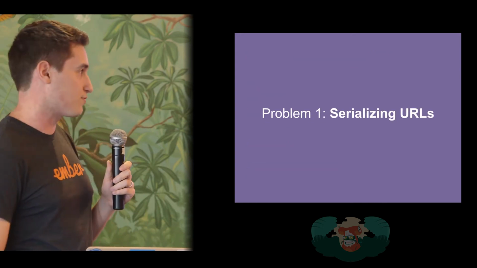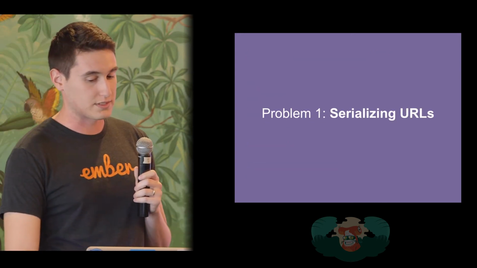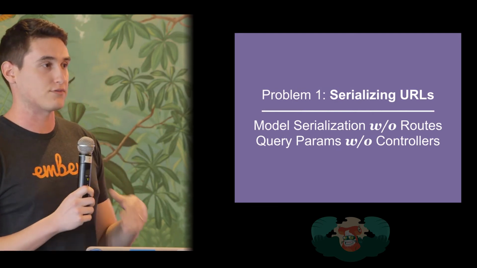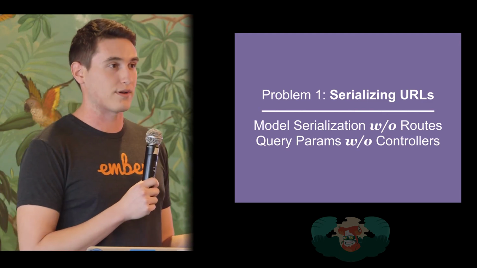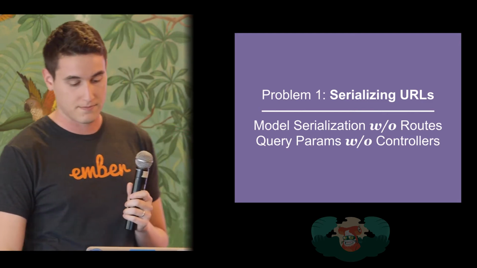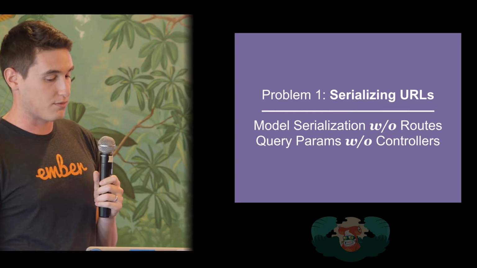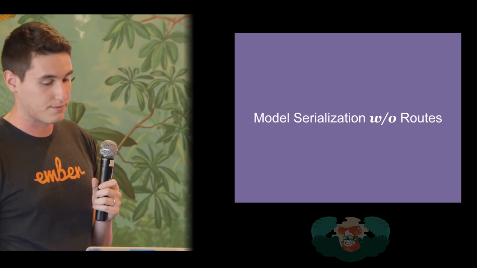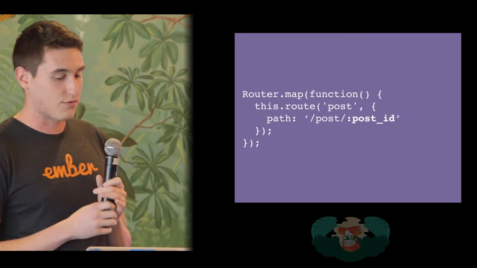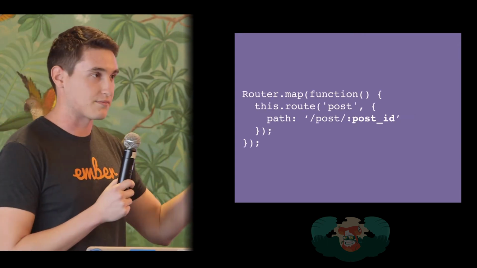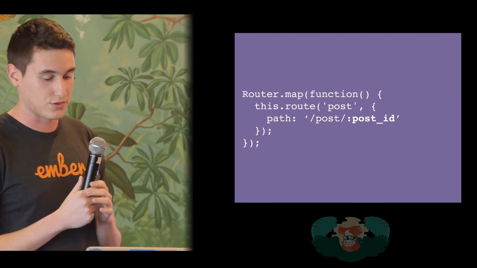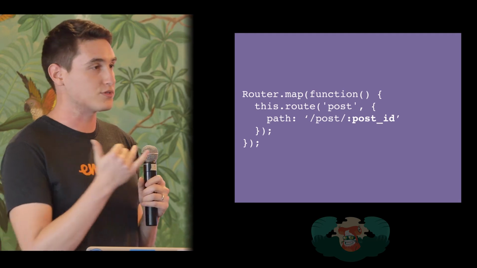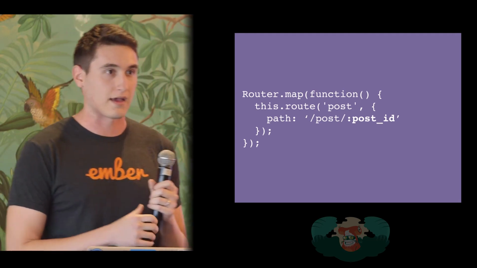So what this really means is our first problem of serializing URLs is actually two problems. We need to figure out how to handle model serialization without routes, and then how we do query param serialization without controllers. So let's talk about this first subproblem. To really grok this, let's look at an example in code. So if we have a simple route called post, and it has a dynamic segment that has a post ID, very straightforward. So normally, you would want to pass just a plain object that has a post ID property, and it will get serialized into this path.